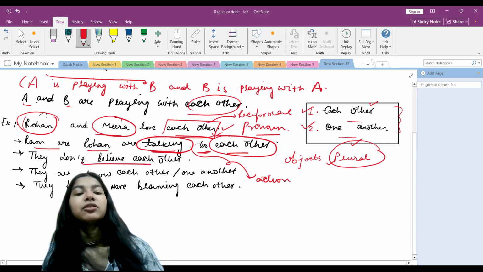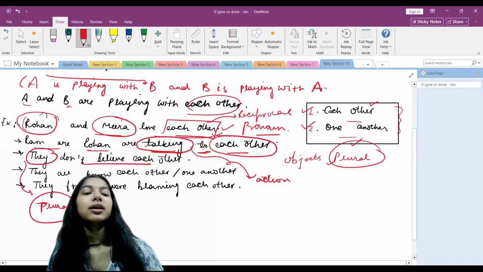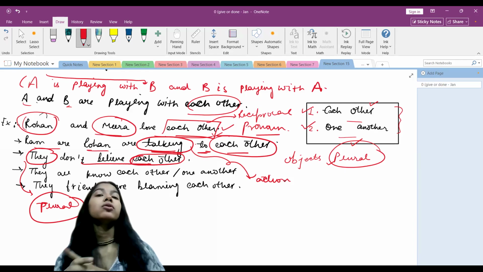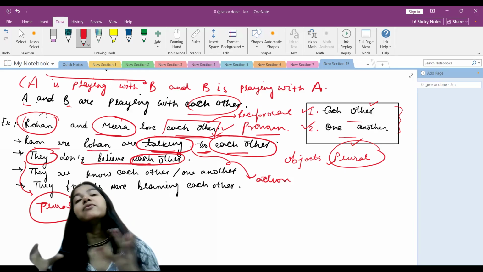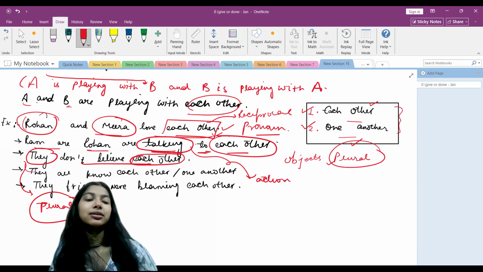They don't believe each other. The word "they" always tells us that this is a plural subject, right? They don't believe each other. It is showing the mutual reaction that not only one doesn't believe, but both of the persons or more than two persons don't believe each other. Okay. Now, let's take the last example.